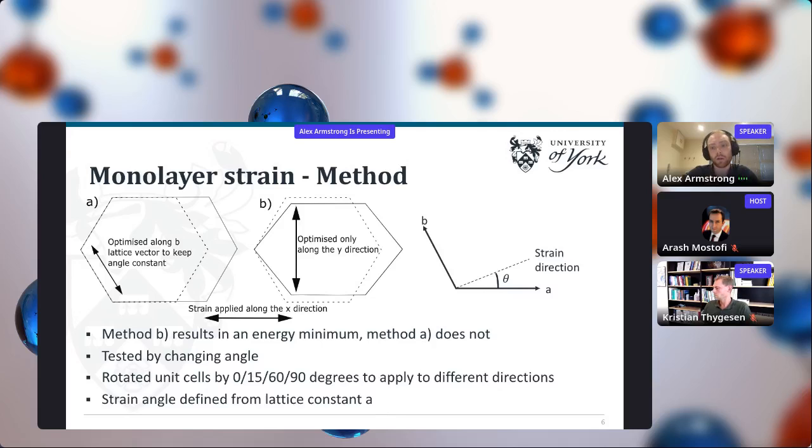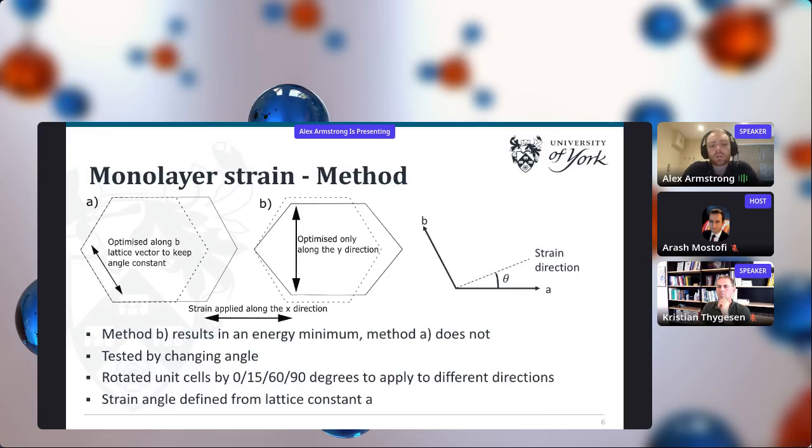by increasing it by 0.5 degrees and decreasing it by 0.5 degrees. What we found from that was that a slight increase in this angle gave a slightly lower energy. So that suggests that this wasn't a very physical way of applying the strain. So what we then did was a similar thing, but instead of optimizing along the B direction, we optimized along the Y direction here, which allowed for a change in angle. Now we performed the same tests there and found that this did give an energy minimum. So this is what we then went on to use.